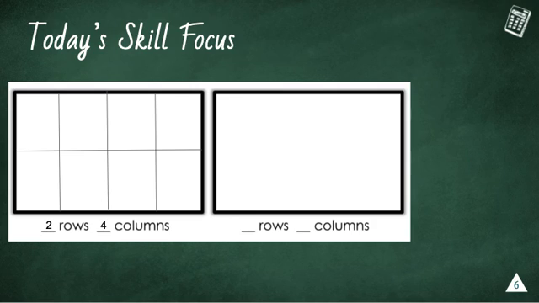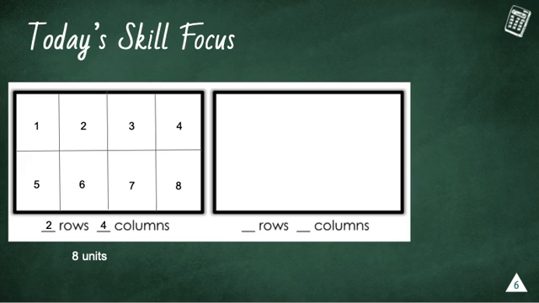Now that I have my rows and columns completed, I can go back and count the total amount of units within my rectangle. 1, 2, 3, 4, 5, 6, 7, 8. There are 8 units in this rectangle. Let's try one more together, friends.